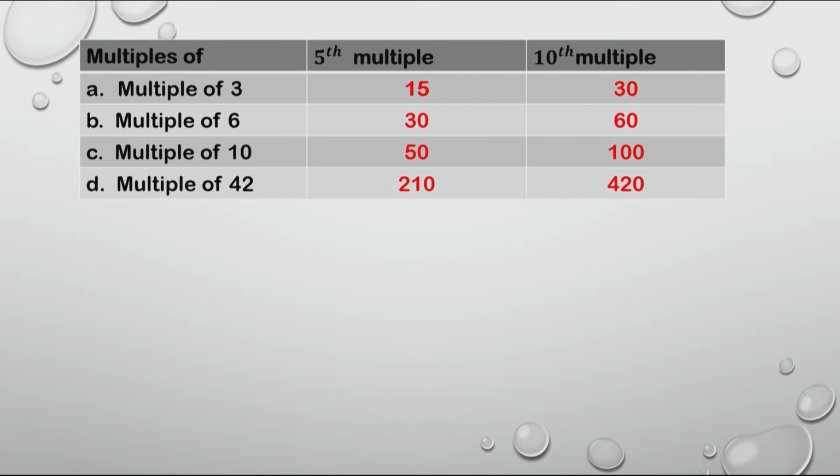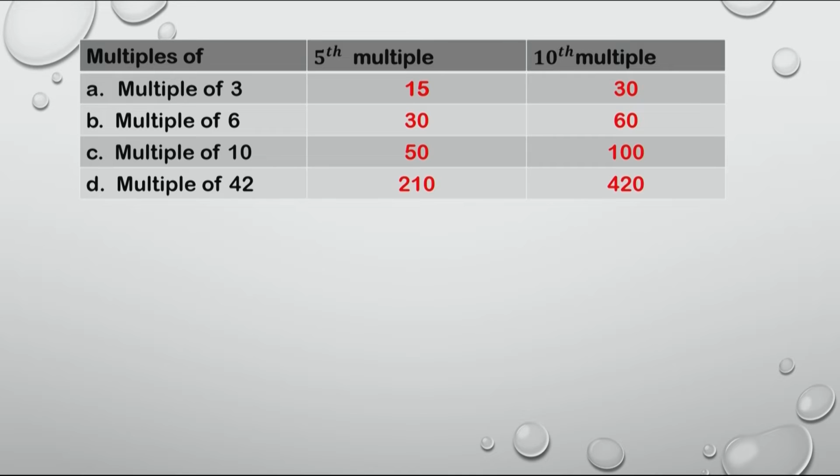So if we just go back, the 5th multiple of 3 is 15. The 10th multiple of 3 is 30. 5th multiple of 6 is 30. 10th multiple of 6, that's 60. 5th multiple of 10, 50. 10th multiple of 10, 100. 5th multiple of 42, 210. And 10th multiple of 42 is 420. Okay, well done. If you've got everything correct, well done.